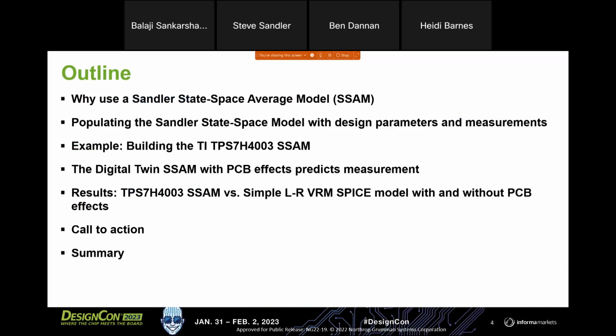And then Ben will actually show us what the process is. He'll go through a real world example of how he learned how to populate the state space average model and run it in simulations and use it to debug some simulation to measurement challenges in terms of building a digital twin that can accurately predict what you measure. And then finally, he'll take a closer look at how this state space average model compares to a lumped SPICE model. And then we'll have a call to action and summary.